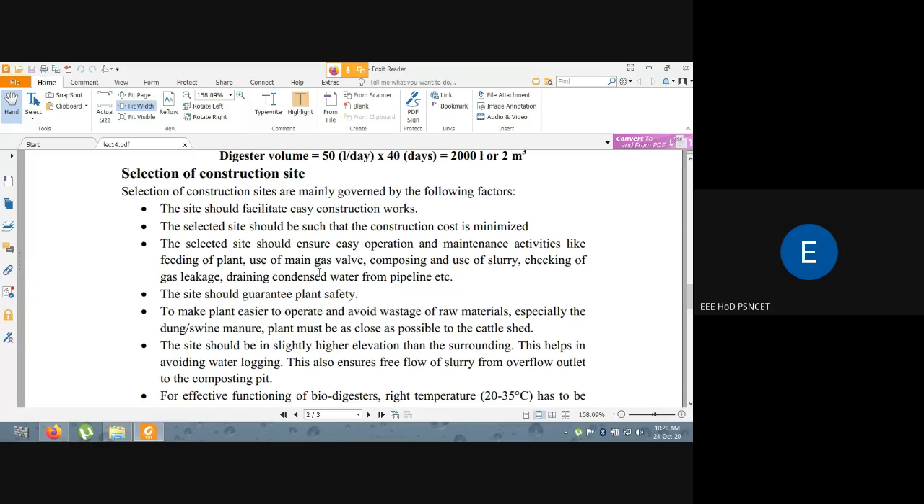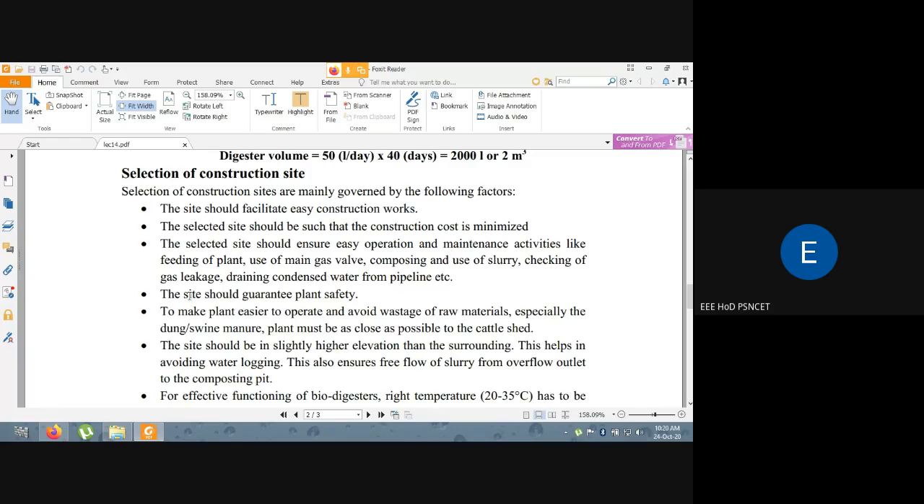Okay. So it should be nearby the digester chamber. It should not be far away from that chamber, because that would add transportation cost. Then usage of gas valve, this is the outlet gas valve. Okay, and composting and use of slurry, and gas leakage should not be there, and draining condensed water. So the water should be released properly. It should not be stored inside or around the digester chamber.